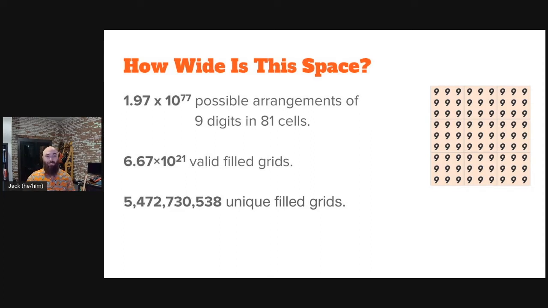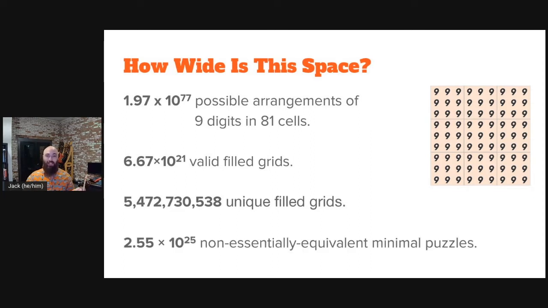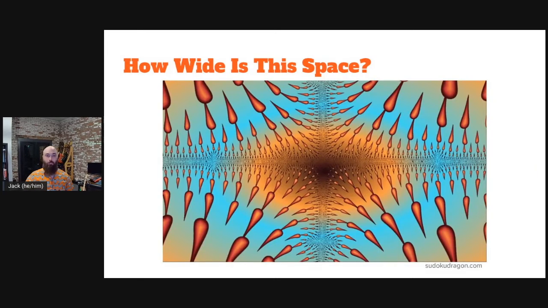Unfortunately, we then have to start taking numbers out of them. And if we get down to non-essentially equivalent minimal puzzles, we're back up to even more than the valid filled grids that we had. So it's just way too big of a space to explore with pen and paper.